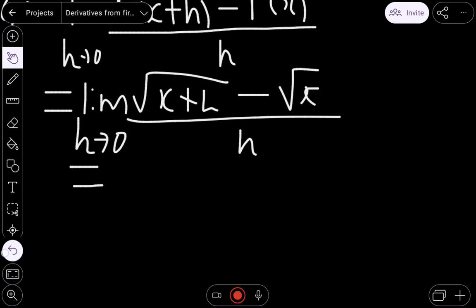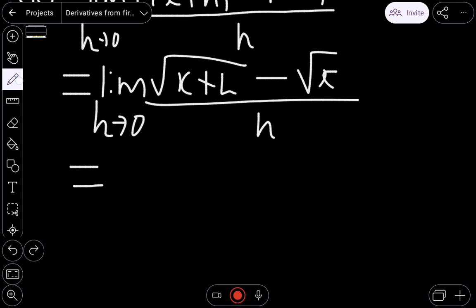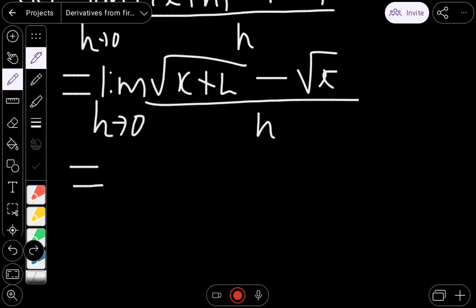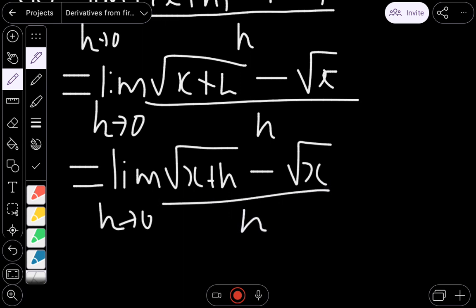I want to remove these equal signs here. Okay, now they're fine. You have to be clever to realize that you have to actually do this. So this becomes the limit of h going to 0. Again, I'm just gonna write what I have written initially: square root of x plus h minus square root of x, all divided by h. Now here comes the tricky part. I'm now going to do this tricky thing here.